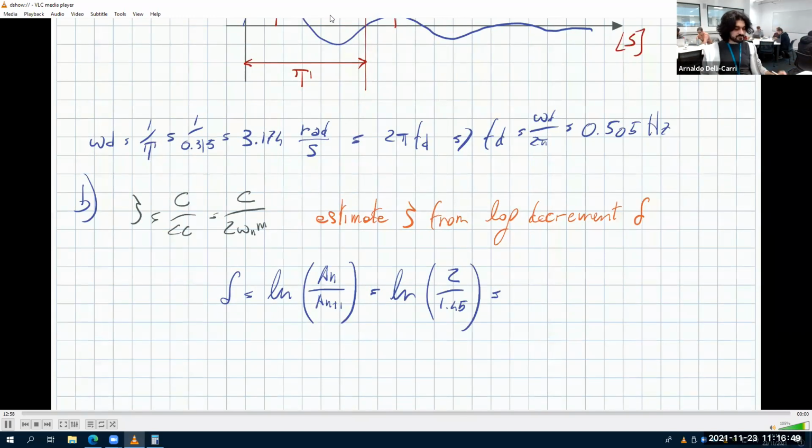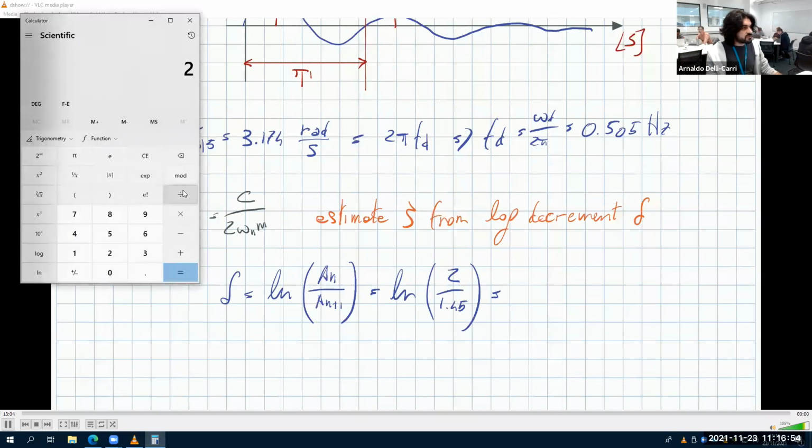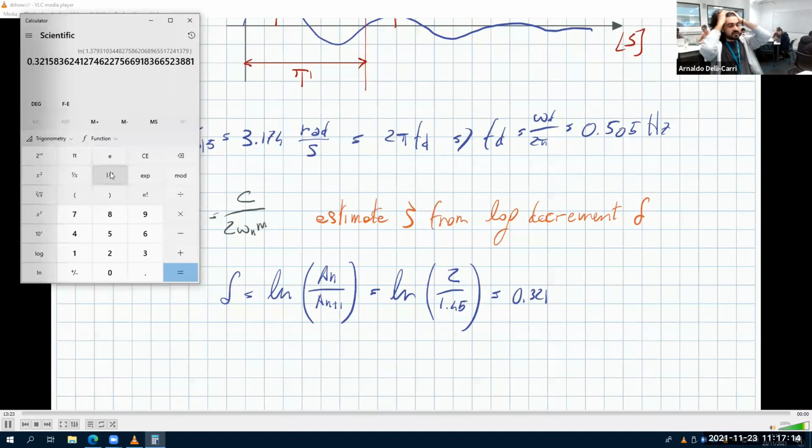So this delta is, on a calculator, 2 over 1.45, and the logarithm of this. Do we have a logarithm function here? No. Trigonometry, no. Oh, log, ln. There you go. 0.321. Has this got any units? Logarithmic decrement? No, because it's a ratio of amplitudes. So this is millimeters over millimeters and the log of that. So we have 0.321.